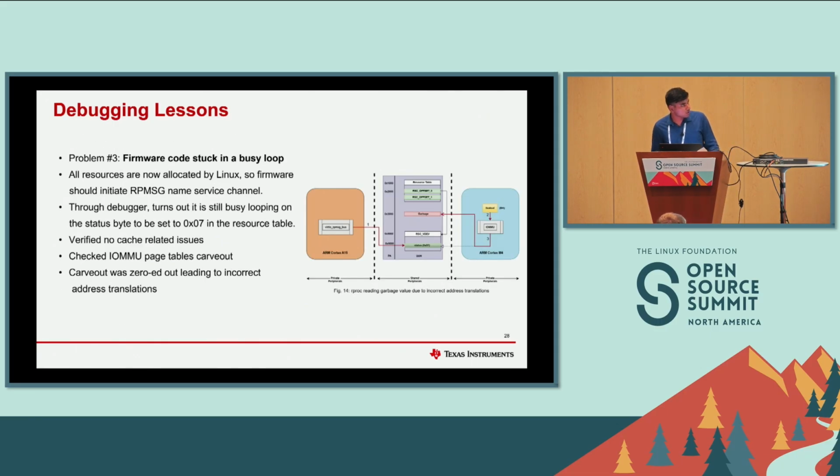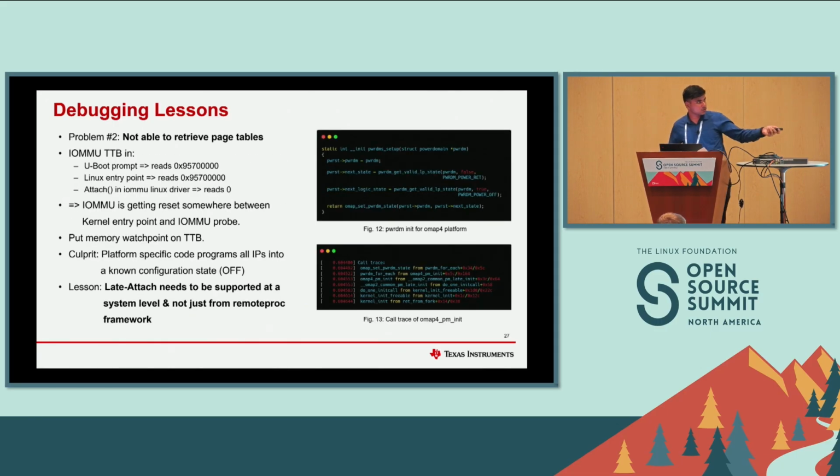Next, we got the page tables. So now the remote processor was attached to the IOMMU and the rproc, and the attach process was complete. But after this, ideally, Linux says that I have allocated all your resources and the firmware is good to go to send any RP message announcements or IPC in it.